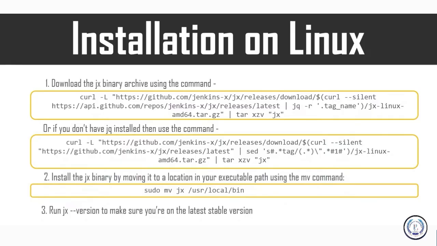And with this step, your JenkinsX installation is almost complete. And just to verify whether JenkinsX has been installed on your system, you can run this command, which is the third step, jx --version. If you run this command, you'll be able to see the latest version of JenkinsX. So this was all about the installation of JenkinsX.